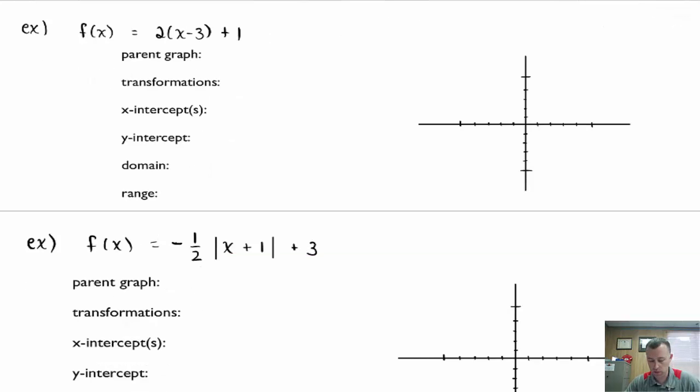All right, guys, at this point we're going to move into our examples. I have 3 of them. I have one that's just a line, one that's an absolute value, and one that's a quadratic function. So we're going to go through those 3 main parent graphs.